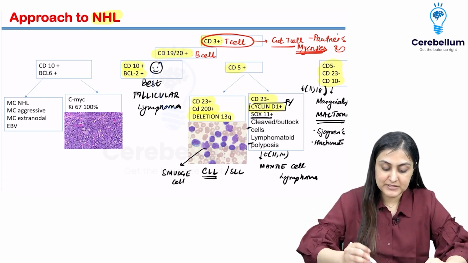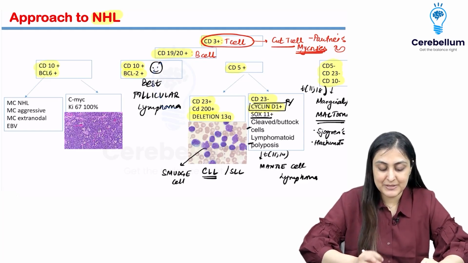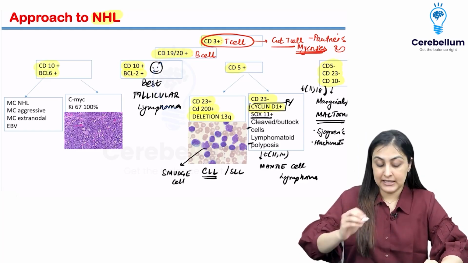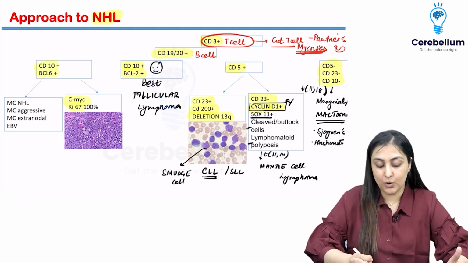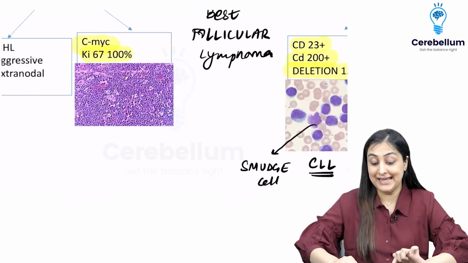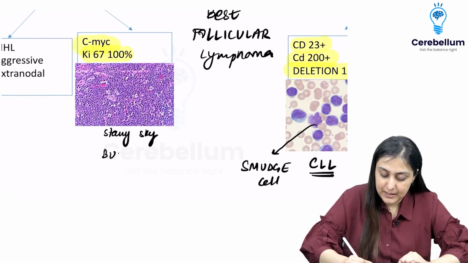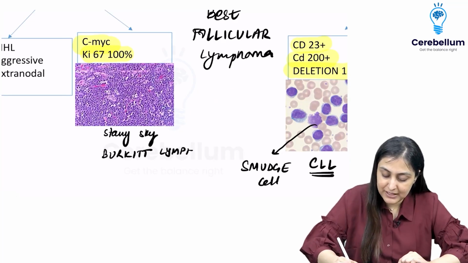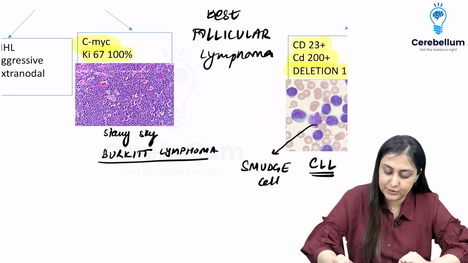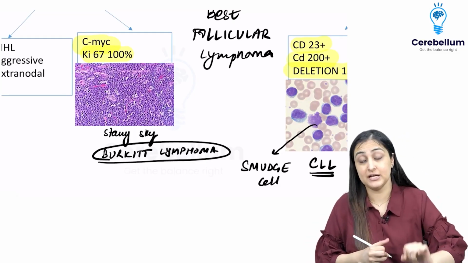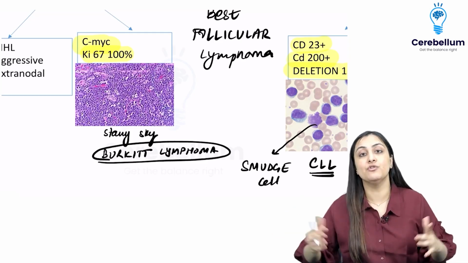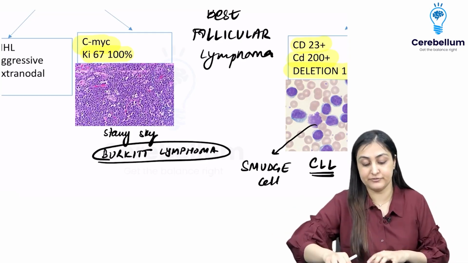Now if you have CD10 positive and you have BCL6 positivity, then you look at CMYC. You already know the answer. CMYC, 8 chromosome. This is starry sky appearance. Very, very important. We are dealing with a case of Burkitt's lymphoma. So this is Burkitt's lymphoma, Ki67. Look at the proliferation index, 100%. This is a tumor which grows overnight. It has such a high proliferation index.